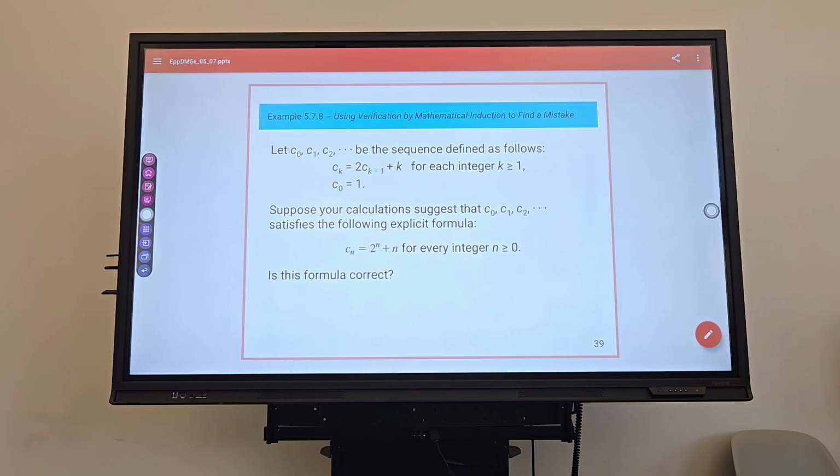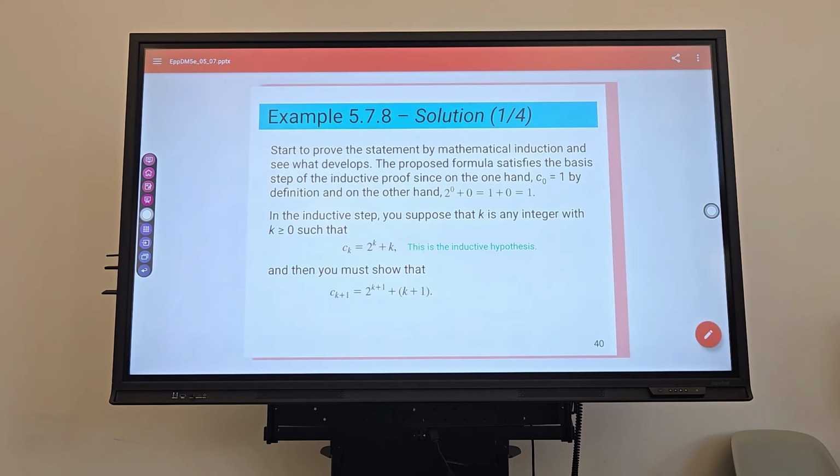Suppose your calculation suggests that the sequence satisfies the following formula. C sub n equals 2 to the n plus n. Is this formula correct? Start to prove the statement by mathematical induction and see what develops. The proposed formula satisfies the basis step of the inductive proof. C sub 0 equals 1 by the definition, and on the other hand, 2 to the 0 plus 0 is 1 plus 0, which is 1.